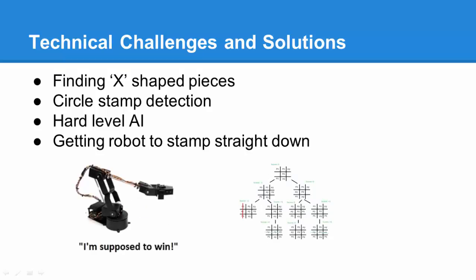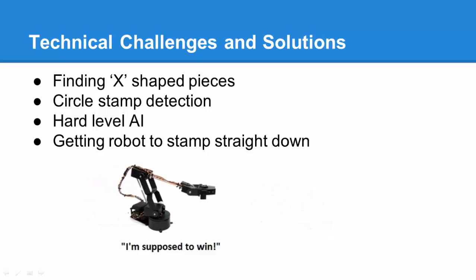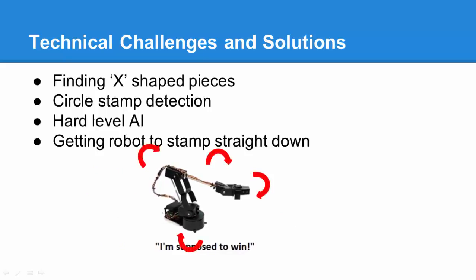The hard mode had difficulty working perfectly every time, so we used the Minimax algorithm so that the robot could always win or tie. Another challenge was that the robot would not stamp straight down clearly, so we used inverse kinematics rather than estimations to calculate the angles needed to stamp directly down.